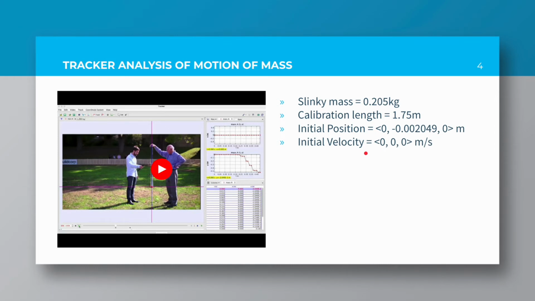So here's the analysis of the Slinky's motion on Tracker. You'll see that I've taken the positive x-axis to point right and the positive y-axis to point upwards. I've also taken the center origin to be the bottom of the Slinky. I've taken the calibration length to be 1.75 meters and the Slinky mass to be 0.205 kg. I've also noted initial position and initial velocity here, with velocity being 0 as the Slinky is dropped from rest.